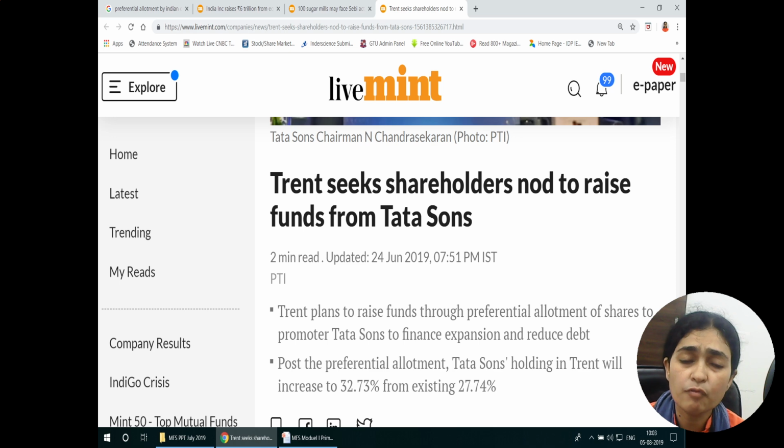This is the example of a preferential allotment. As we have talked about, preferential allotment means you are issuing the securities to preferred investors. So over here, you can see that Trent's shareholders are to vote on raising funds from Tata Sons. Trent is a subsidiary of Tata Sons, which deals with the retail space of Tata. It's clearly written over here that Trent plans to raise funds through preferential allotment. So preferential means you are taking funds from your parent company in this particular case.